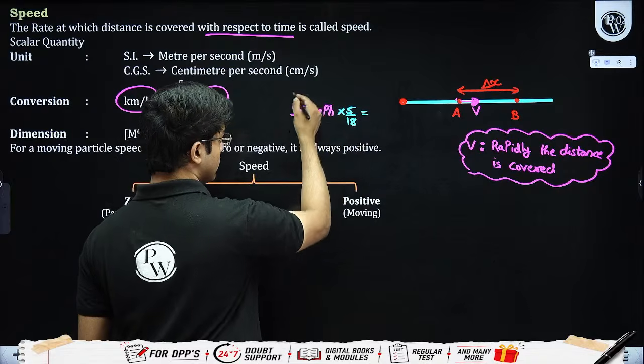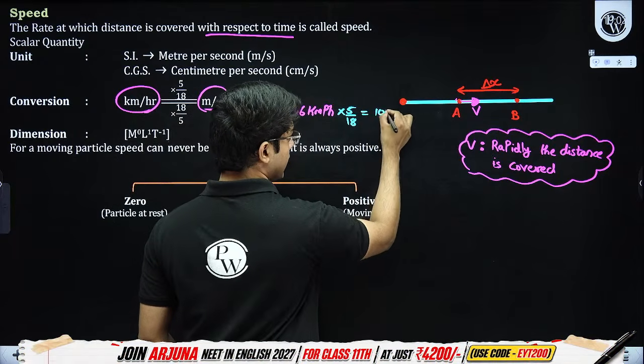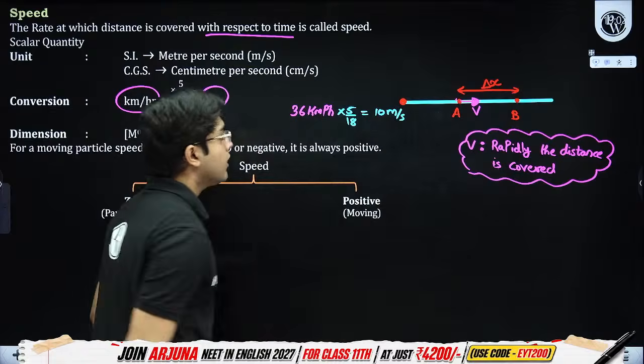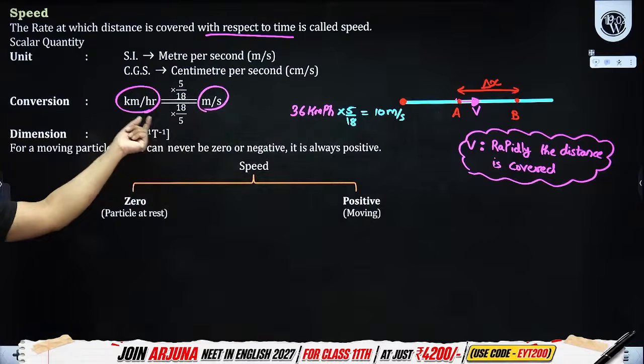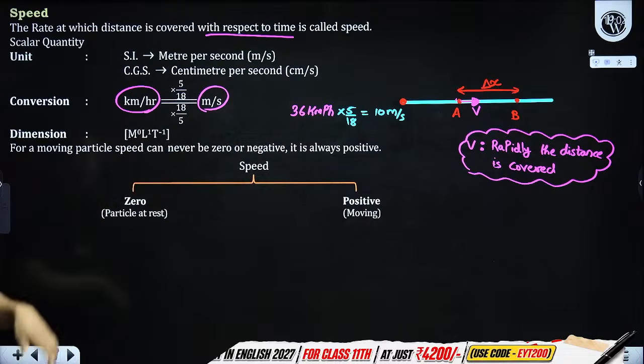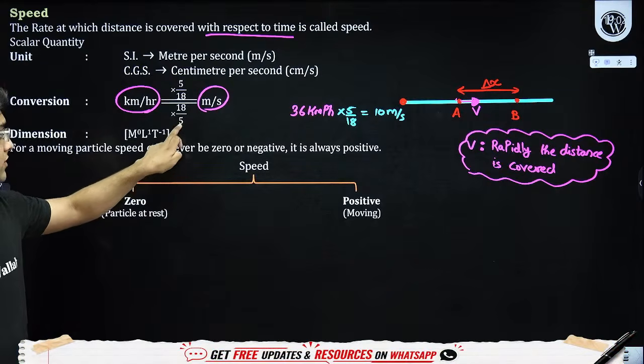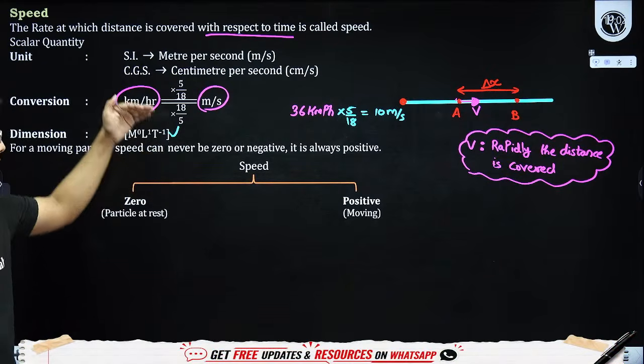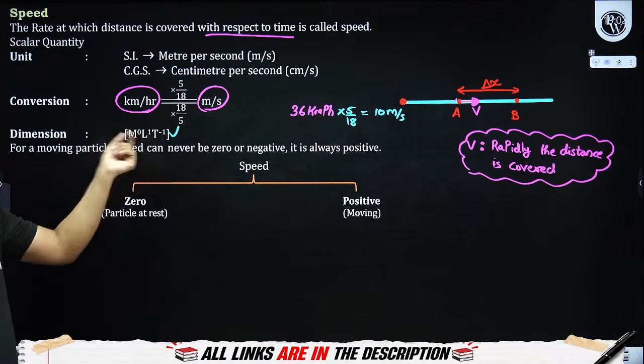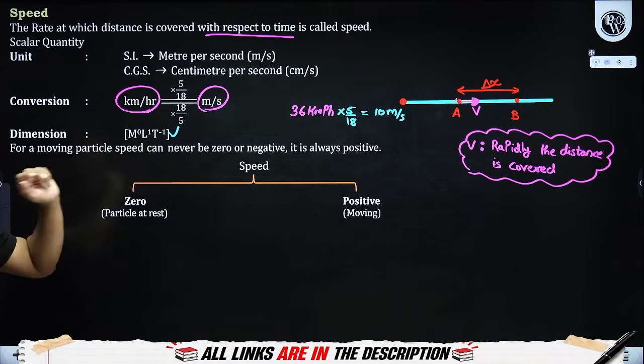So 18 cancels twice and it will be 10 meters per second. Okay, and if you want to do the reverse, just multiply with 18 by 5. Okay, dimension, this is just obvious, right? It is a meter per second, so a length over a time. So this will be the dimension.